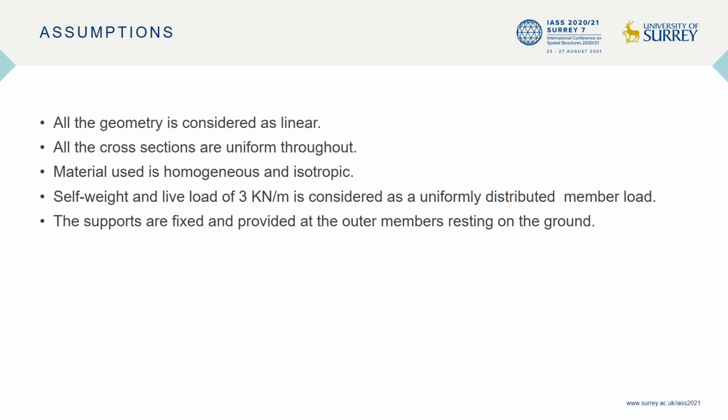Following are the 5 assumptions that were made and considered throughout the research process. All the geometry is considered as linear, all the cross sections are uniform throughout, material used is homogeneous and isotropic, self-weight and live load of 3 kN per meter is considered as uniformly distributed member load. The supports are fixed and provided at the outer members resting on the ground.